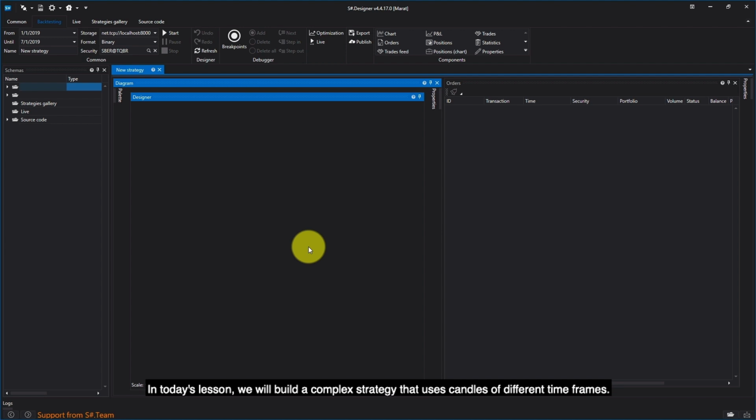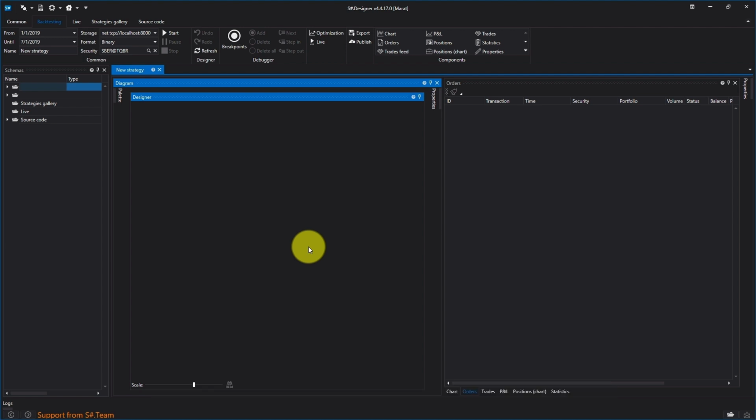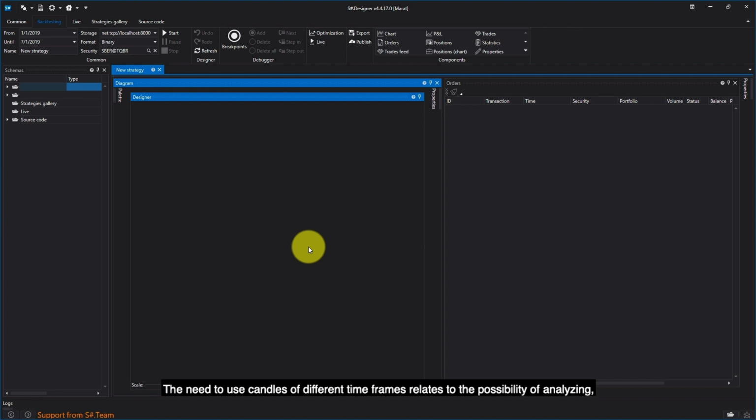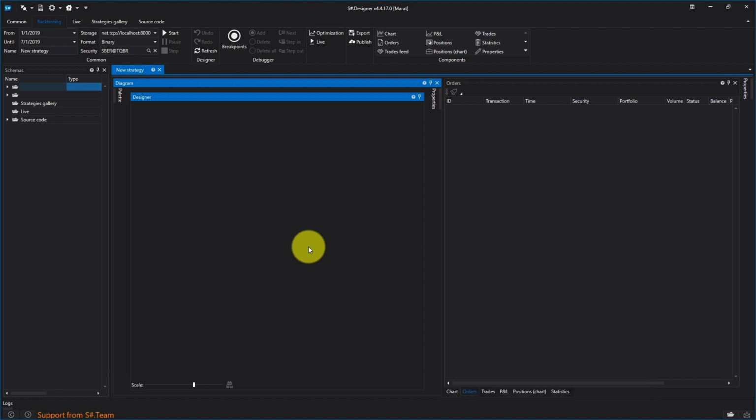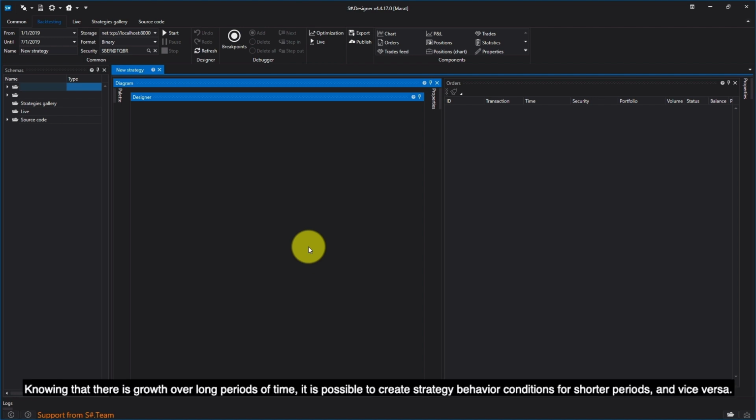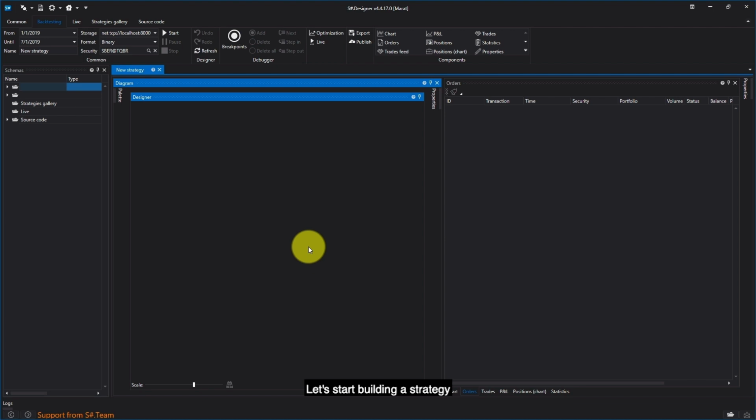In today's lesson, we will build a complex strategy that uses candles of different time frames. The need to use candles of different time frames relates to the possibility of analyzing how the instrument behaves in different periods, how its performance depends on different periods of time. Knowing that there is growth over long periods of time, it is possible to create strategy behavior conditions for shorter periods, and vice versa. Let's start building a strategy.